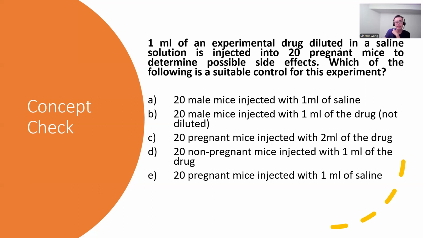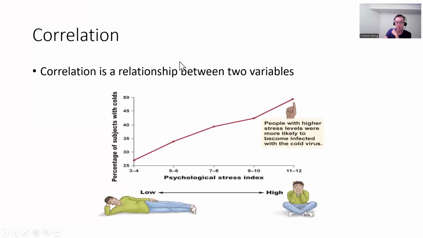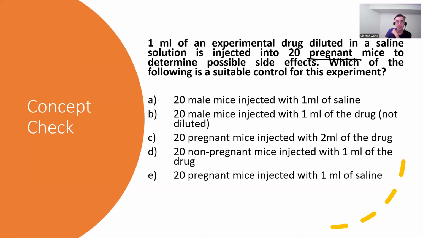We are testing a drug that's dissolved in saline in pregnant mice. So the control would not involve male mice. Anything that has male in it's not going to be the answer. And also we are testing this on pregnant mice, so non-pregnant mice would also be out of the question.